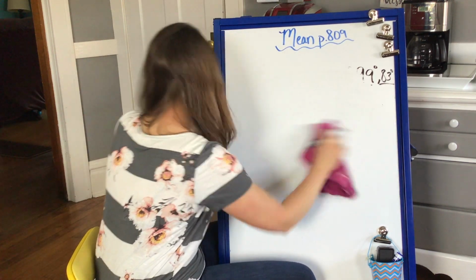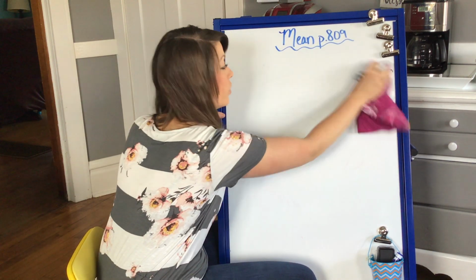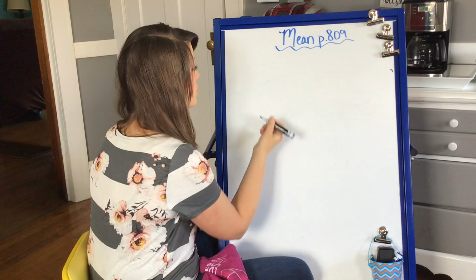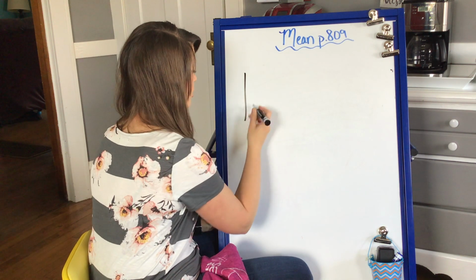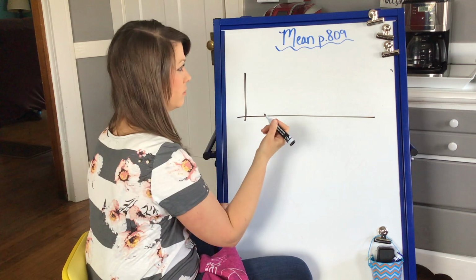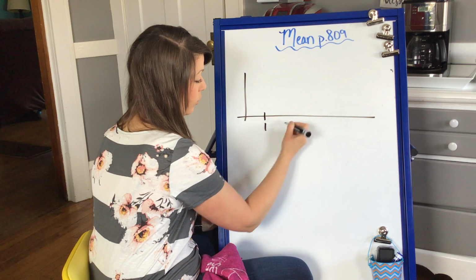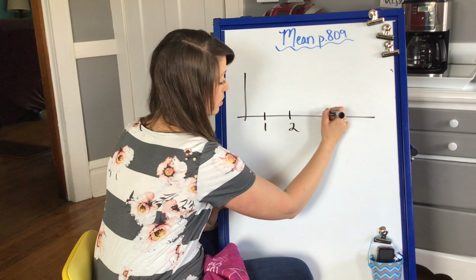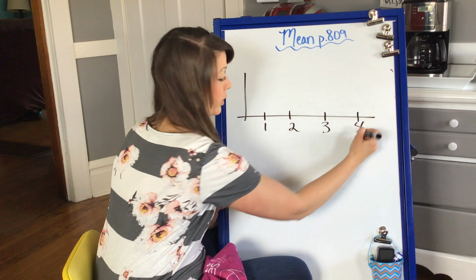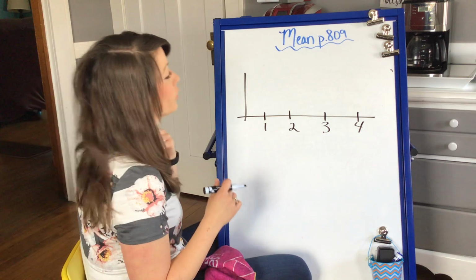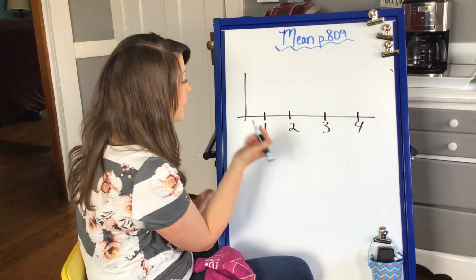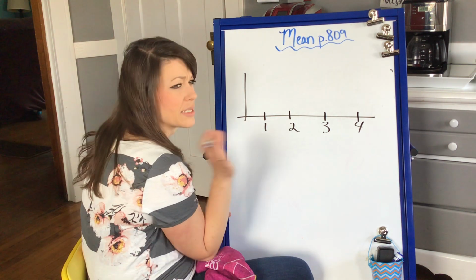All right, the second one is going to be about scores, but this one I'm going to do on a line plot. So let's say I'm talking about scores that you're getting in my class. So you could get a 1, a 2, a 3, or a 4. Okay, this time you're going to see it by the x's, so a line plot.